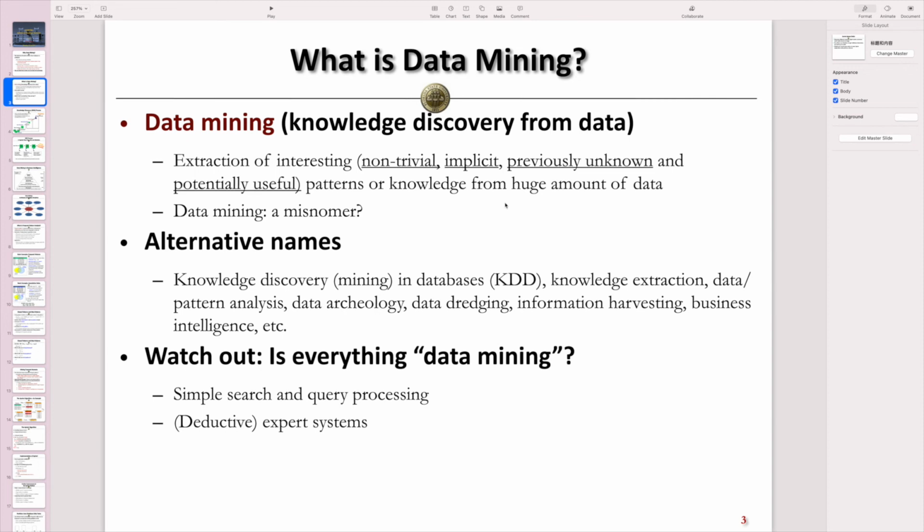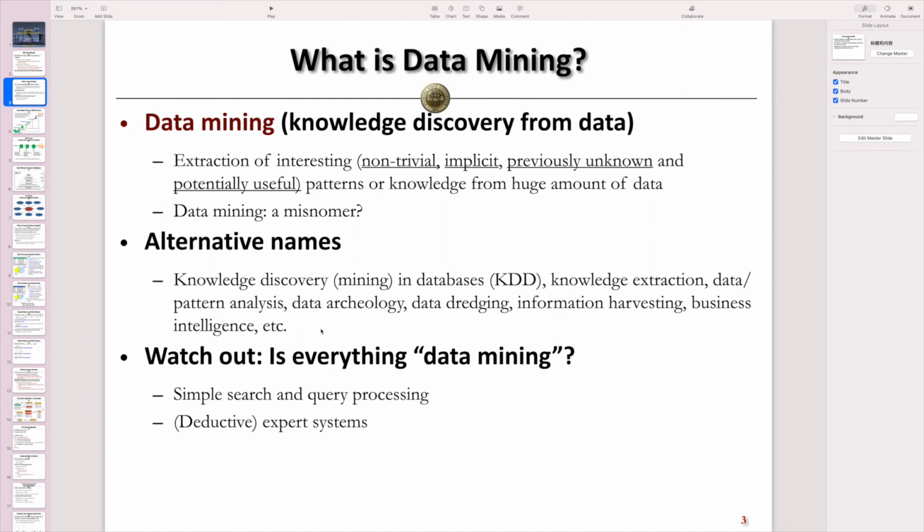We also have different names for data mining in the real world as well as in research. We can also call it knowledge discovery in databases, also called KDD, right? Knowledge discovery from databases. The first letters compose the word KDD, right? I'm not sure if you know the conference SIGKDD, which is also the top tier conference in data mining. Besides KDD, we can also name data mining as knowledge extraction, data pattern analysis, and many other names you can see on this page. They all refer to data mining.